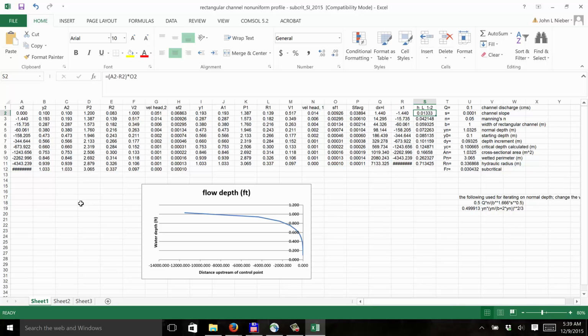In here, HL1-2 is the head loss between point 1 and point 2. That's the friction head loss.